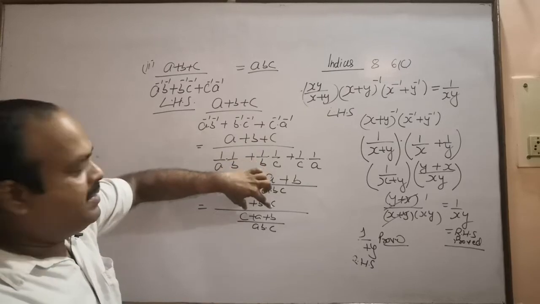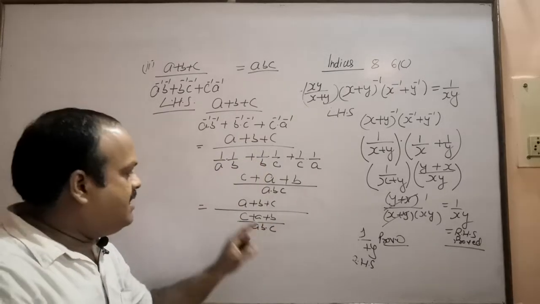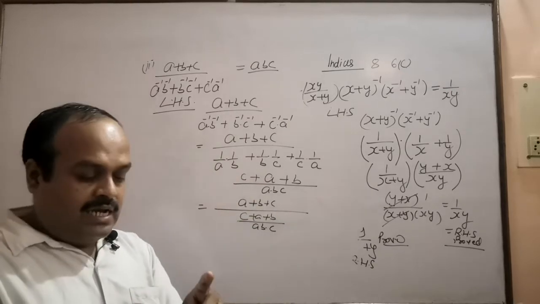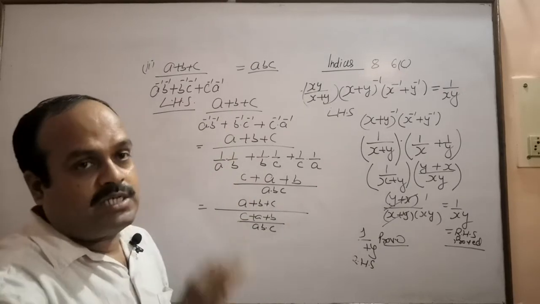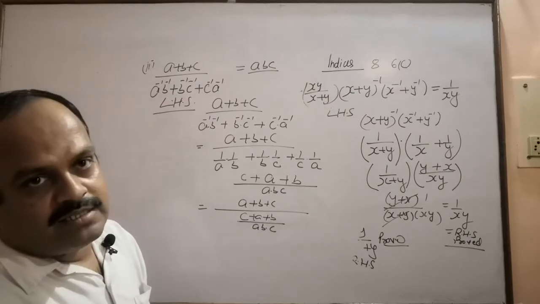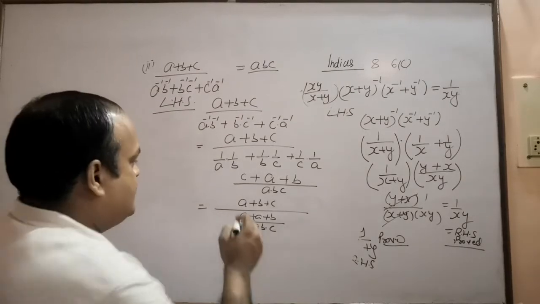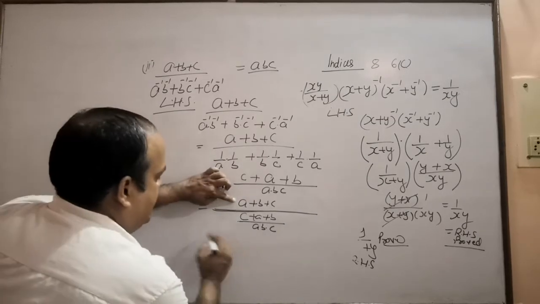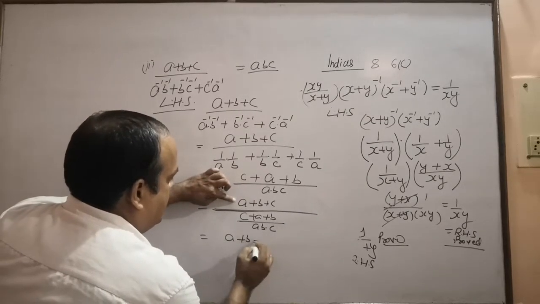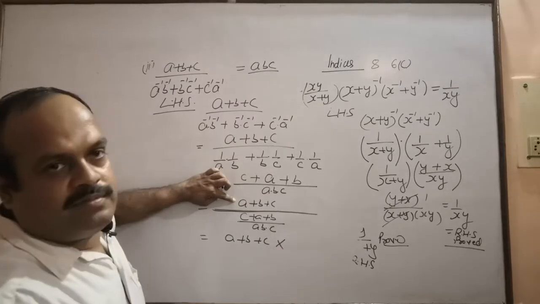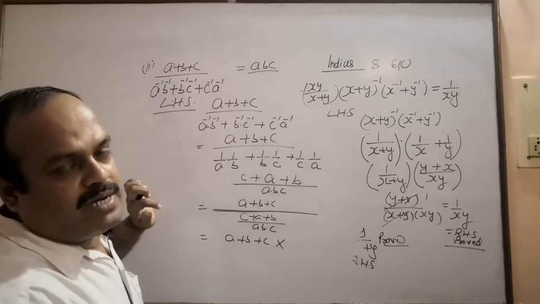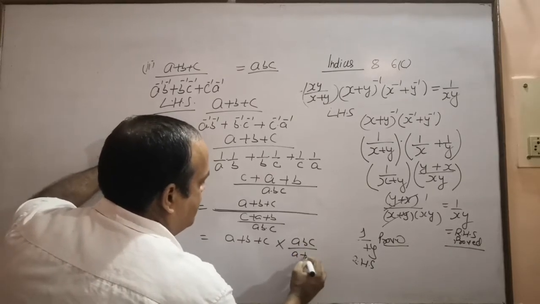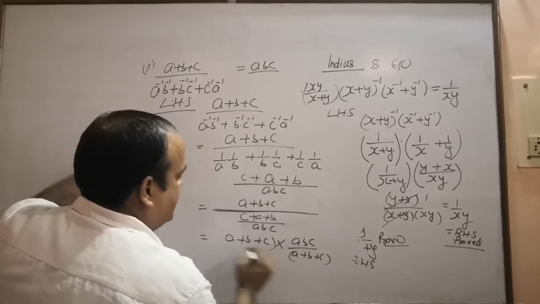This one divided by (a plus b plus c) upon abc is a complex fraction. This is a complex fraction, and you have studied in class 4 itself how to simplify a complex fraction. A plus b plus c multiplied by the reciprocal of this fraction, which becomes abc upon a plus b plus c.